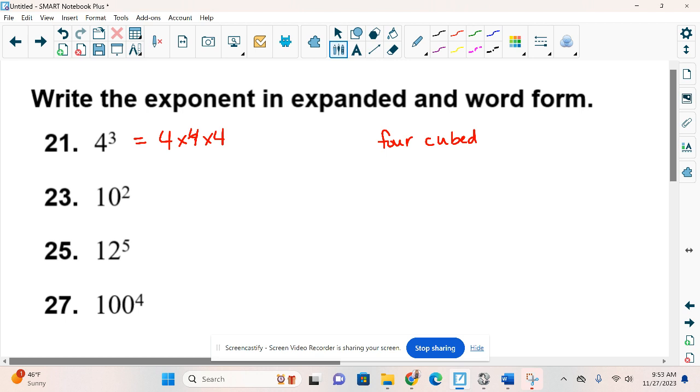How would you write out number 23? 10 times 10. You could do 10 to the power of 2 or 10 squared.